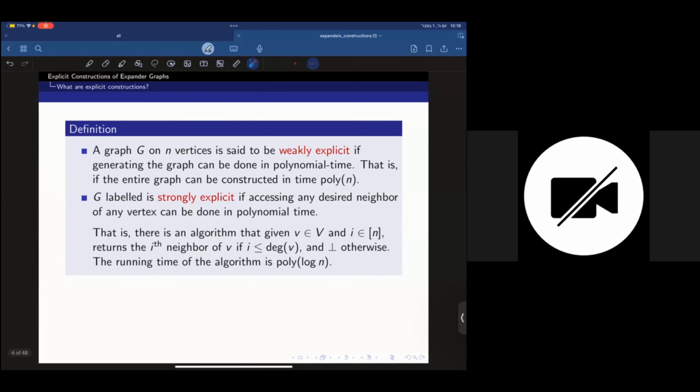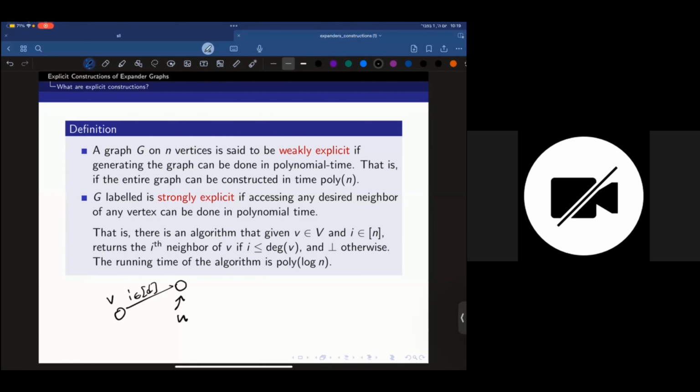Okay, so the stronger definition, called strongly explicit, for a labeled graph is exactly what you would think. Given a vertex and a number between 1 and D, say the graph is D-regular. If not, it's a number between 1 and n or whatever. What you want is a function that produces the identity of this vertex. Who is my ith neighbor?